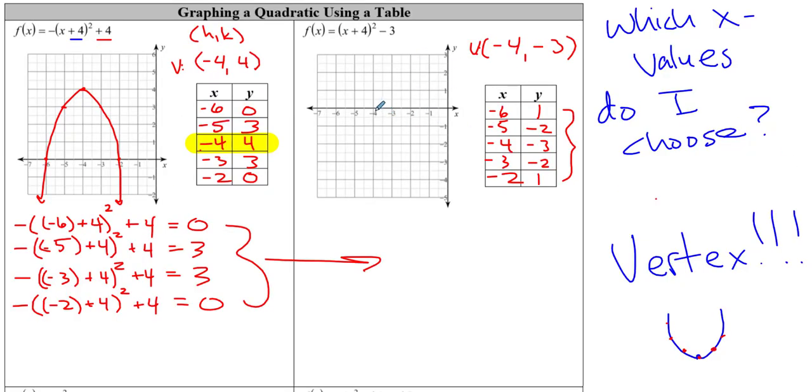So let's go ahead and graph this. We got -4, -3. That is my vertex. I got this -6, 1, -5, -2, and then -3, -2, boom, and then -2, 1. All right, I will try to draw this the best I can.